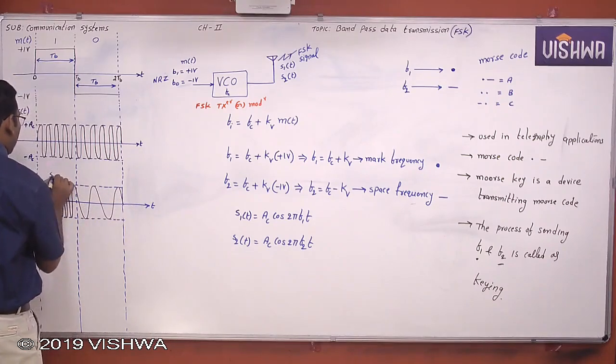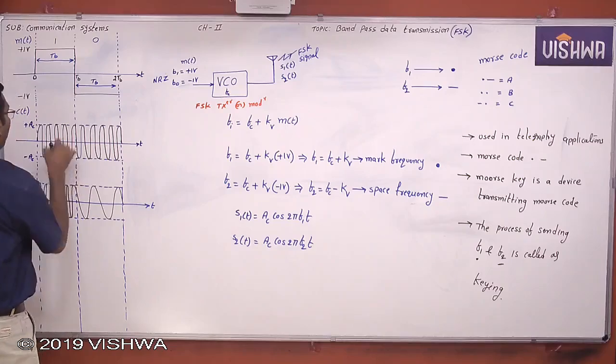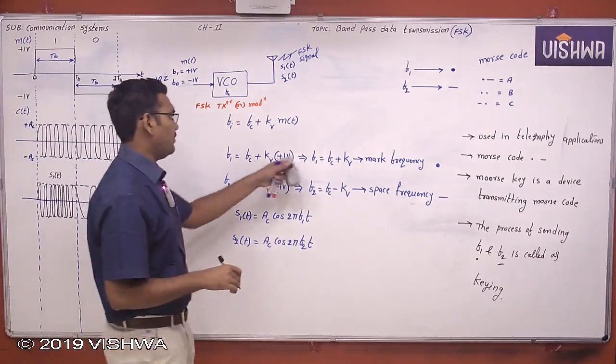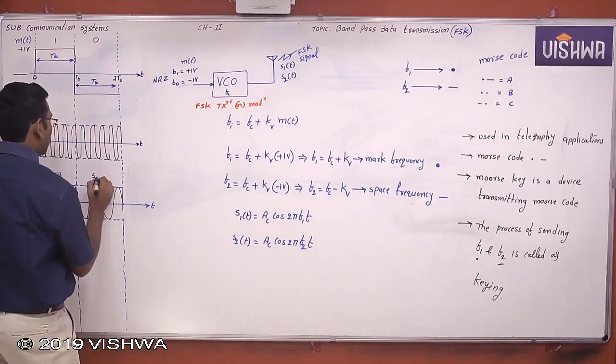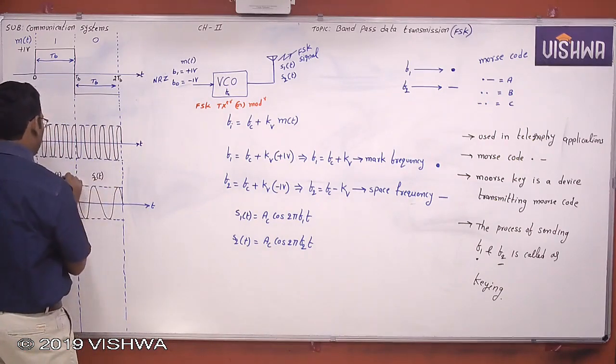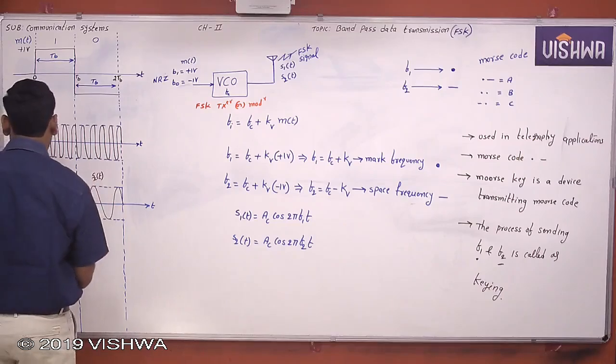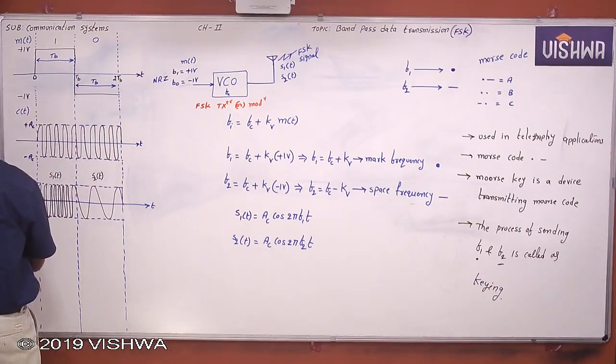For binary 1, mark frequency, which is a high frequency. For binary 0, space frequency, which is a low frequency. This is S1 of t, this is S2 of t. Now this is the FSK signal, the FSK wave in time domain.